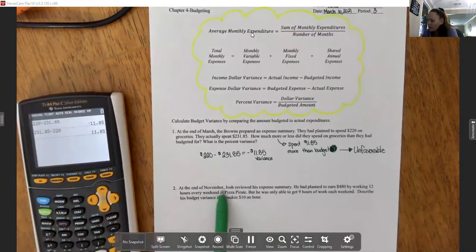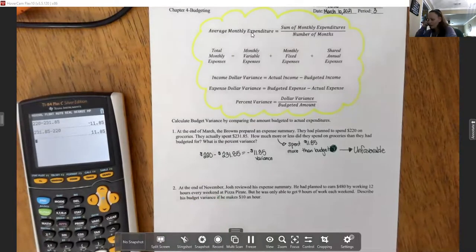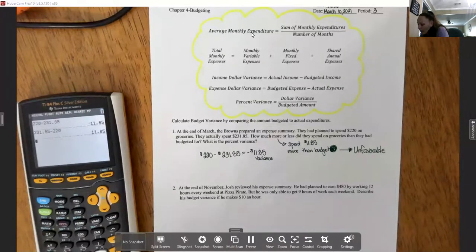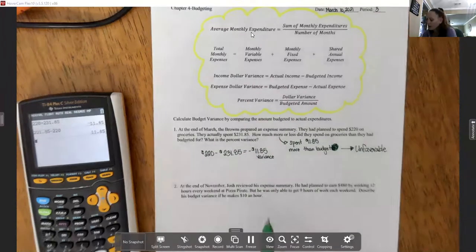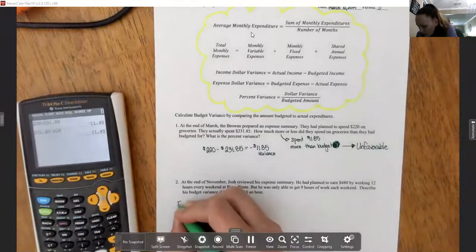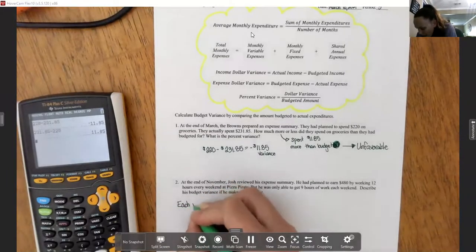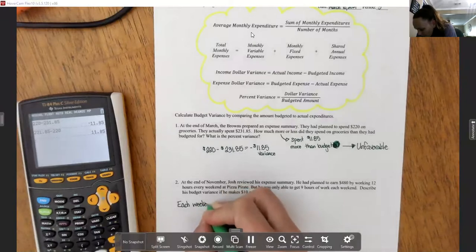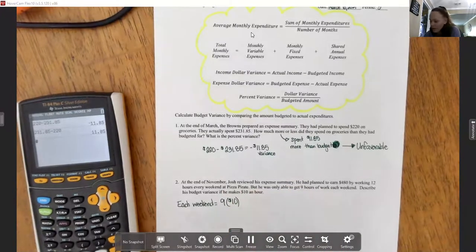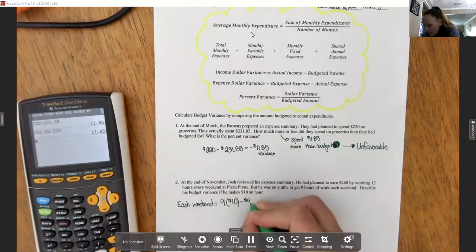And then here at the end of November, Josh reviewed his expense summary. He planned to earn $480 by working 12 hours every weekend at Pizza Pirate. He was only able to get 9 hours of work each weekend. Describe his budget variance if he makes $10 an hour. All right. He works 9 hours each weekend and makes $10 an hour. You know, this is old because that's not even minimum wage. So he makes $90 every weekend.